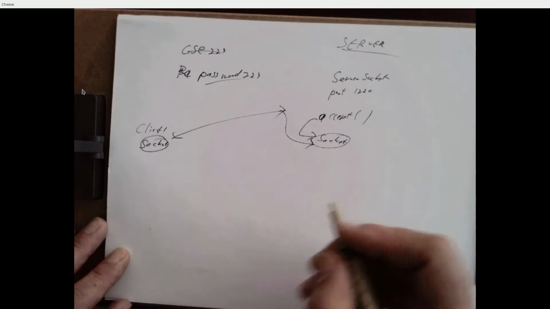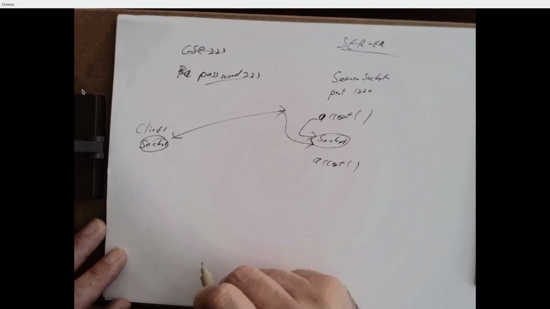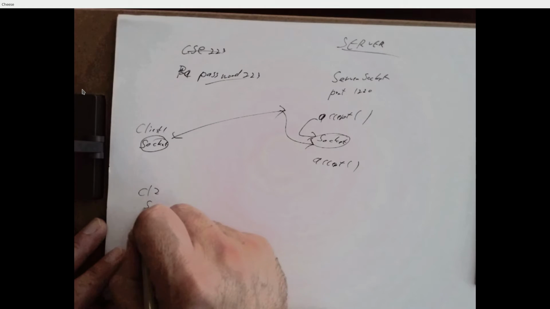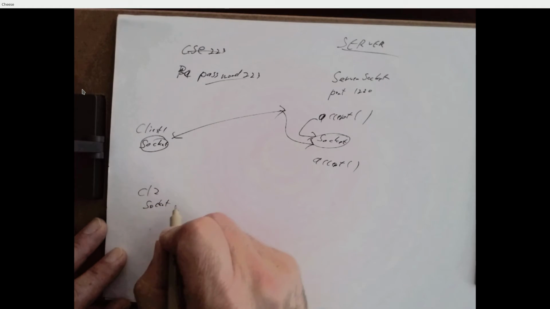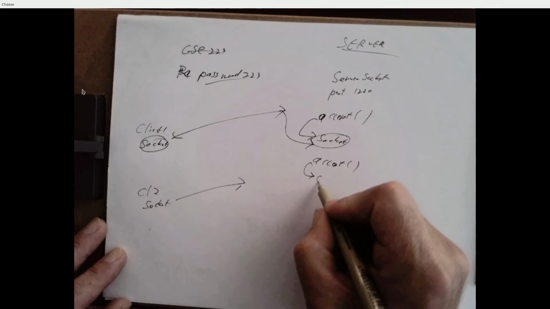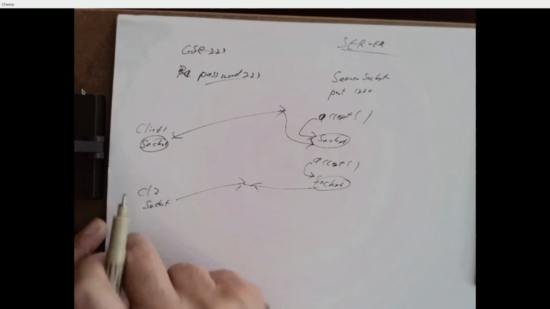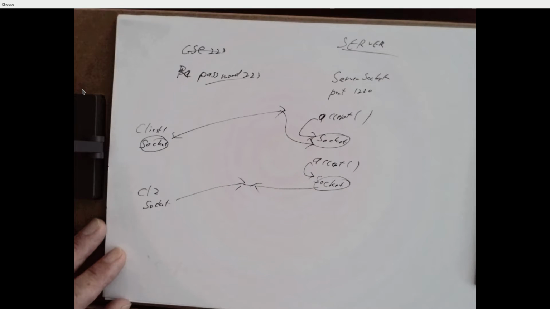Okay. Now if you say accept again, and another client 2 creates a socket and tries to connect to the server, accept will return a new socket which will be connected to client 2's socket.